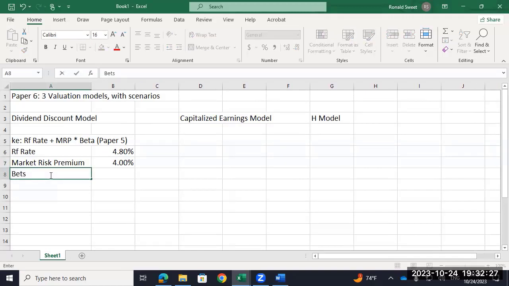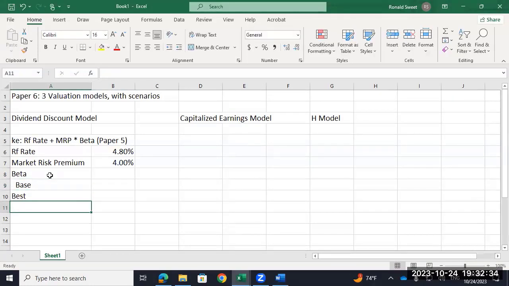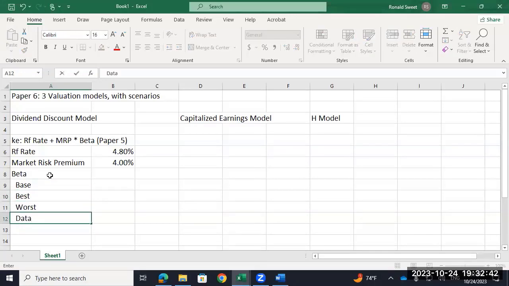And then your beta, you want to have base, best, worst, or a data table. We'll talk about the data table. I used to show students how to do a data table. I'm now not a big fan of data table. I think you're better off just building it by hand, because to me it's much easier to do by hand than to let Excel do it for you.